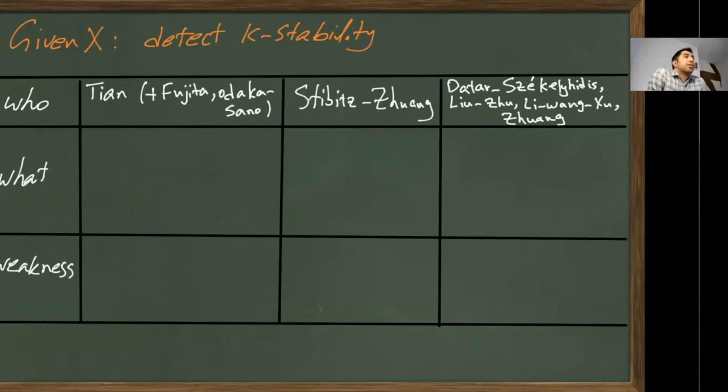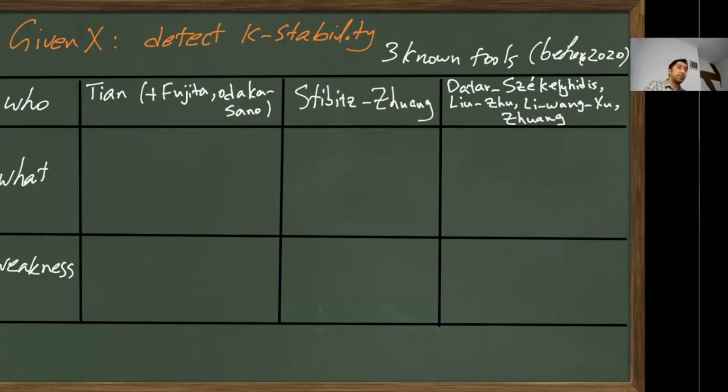Now, here's the question, as I said: given a Fano manifold or a Fano variety X, can you detect K-stability or K-semi-stability? So there are three main tools, and I would say this is before 2020, almost before 2020. I'll tell you exactly what's happening.